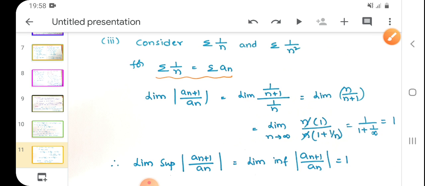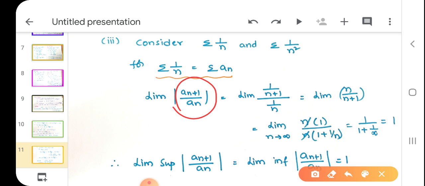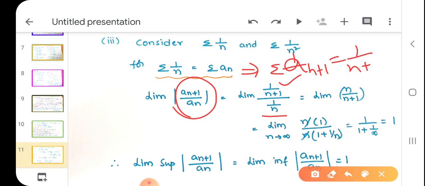N plus 1. Now I find the value of an plus 1 by an. What is an plus 1? 1 by n plus 1. What is an? 1 by n. Okay, is it clear? Just write here an plus 1 equals 1 by n plus 1. If an is 1 by n, then an plus 1 is 1 by n plus 1. Just put n equals n plus 1. Say limit an plus 1 by an means 1 by n plus 1 by 1 by n.